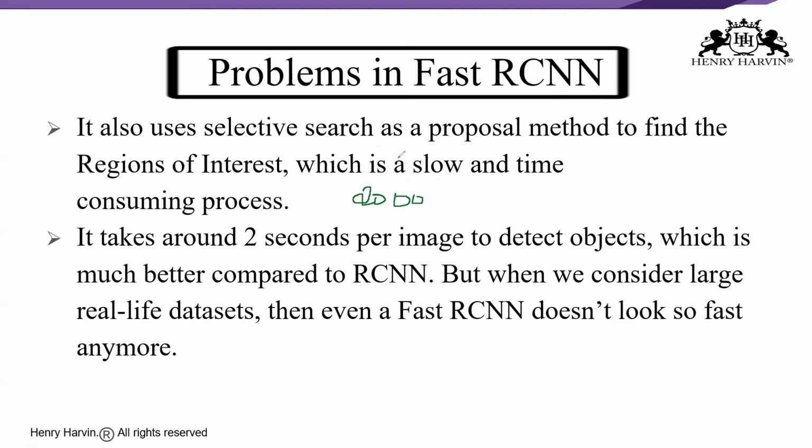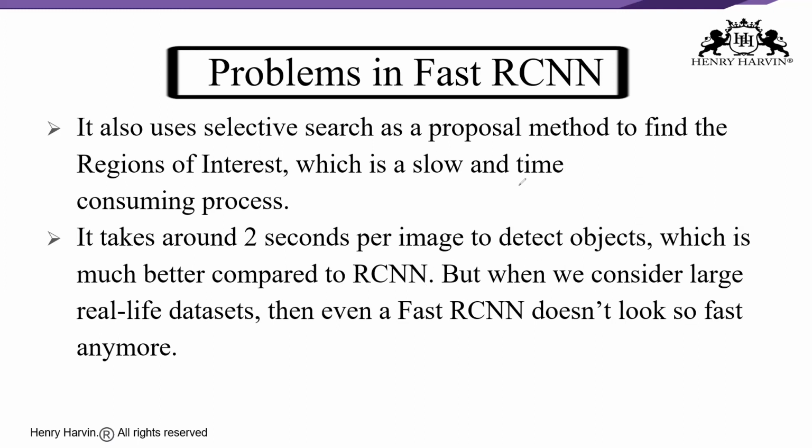But definitely it also has its own limitations. It uses selective search as the only proposal method to find regions of interest. So again we had the same problem of a slow and time-consuming process. Not like RCNN, and it is better, but we had the same issue. It was taking 2 seconds per image to detect the objects, which is comparatively better than RCNN, but still we are not really happy with this.